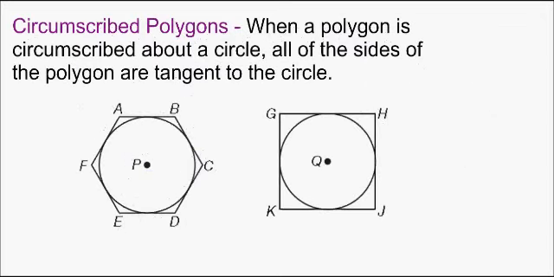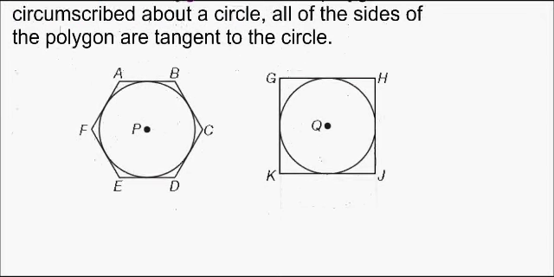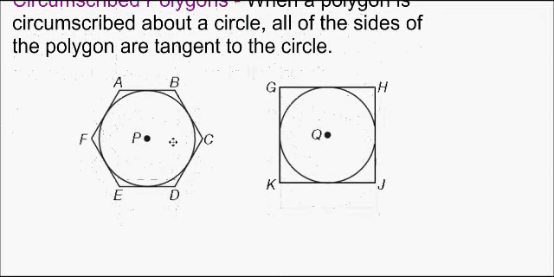Okay, next, circumscribed polygons. This is different than inscribed polygons. So remember, inscribed polygons, you have a shape inside a circle. Now we have a shape around a circle. Okay, circle's on the inside. When a polygon is circumscribed about a circle, all of the sides of the polygon are tangent to the circle. Okay? So here we have a circumscribed hexagon, I believe. We have 1, 2, 3, 4, 5, 6. Okay, so this is a circumscribed hexagon. And this, you see 4 sides. This is a circumscribed square.